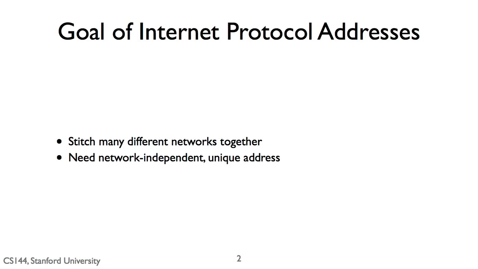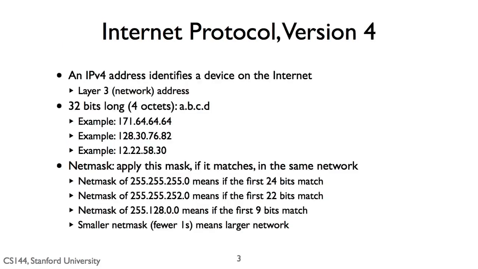Today, IPv4 addresses are a bit more complicated. They're not totally unique due to a bunch of special cases and uses, but for now, let's just assume that they're unique. An Internet Protocol version 4 address is 32 bits long. These 32 bits are often written as 4 octets, that is 4 8-bit values, in the form A.B.C.D. Here are 3 examples: 171.64.64.64, 128.30.76.82, and 12.22.58.30.